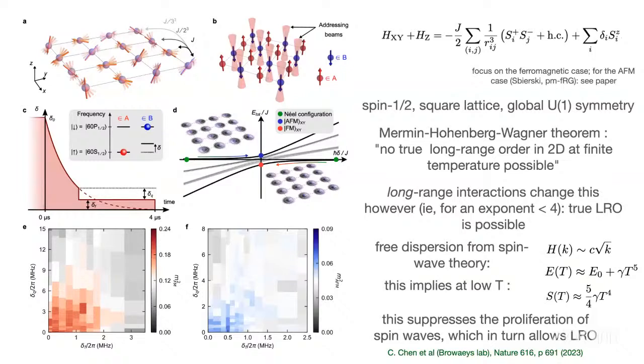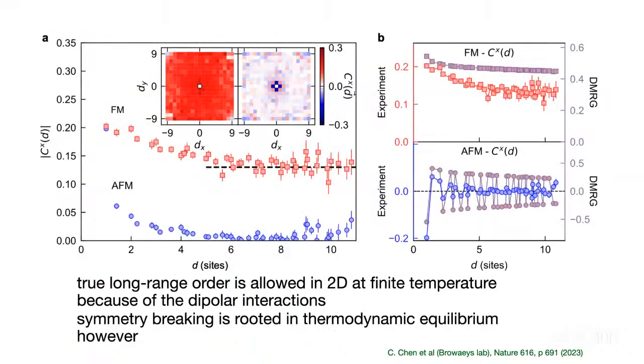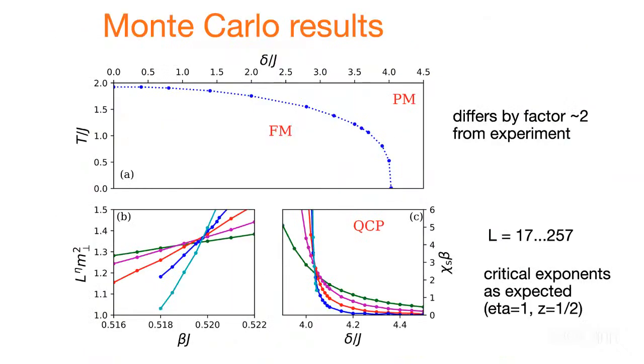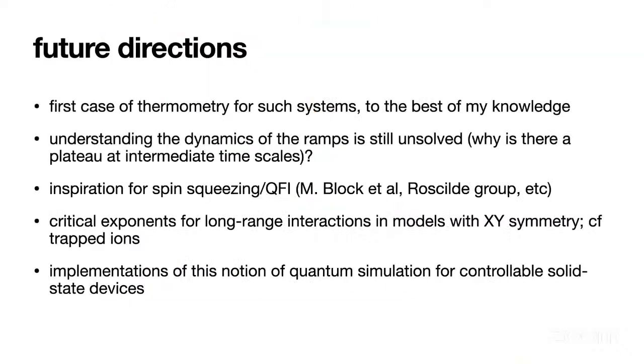Correct. So there is a lot of initial entropy coming from not a perfect preparation. Okay, so what do we get from this? So I believe this was the first case we could do some thermometry for this kind of systems. The temperature is actually pretty large.